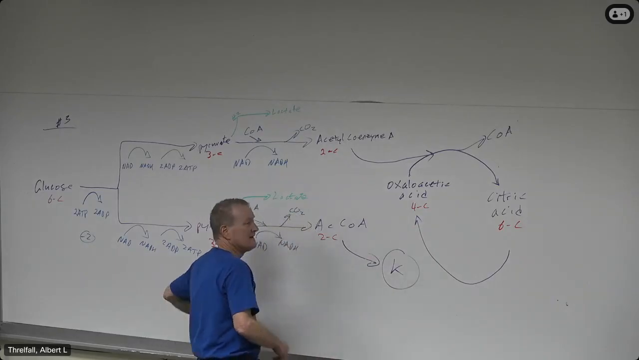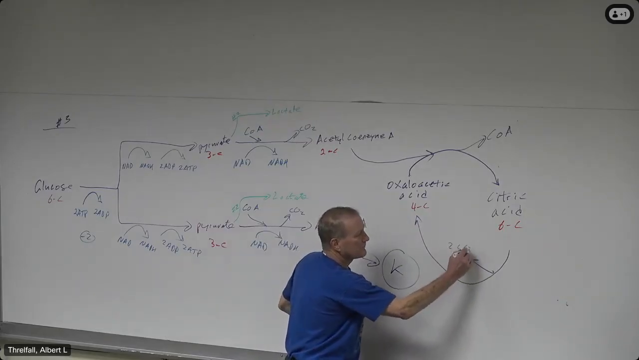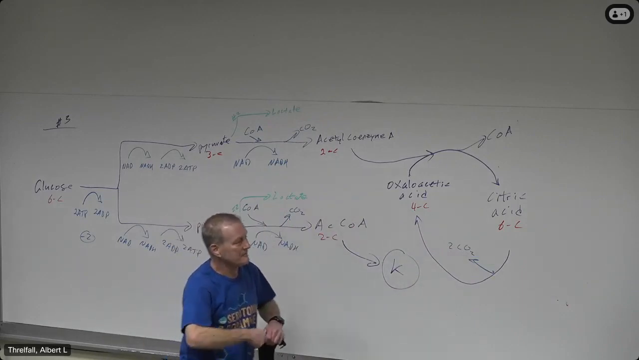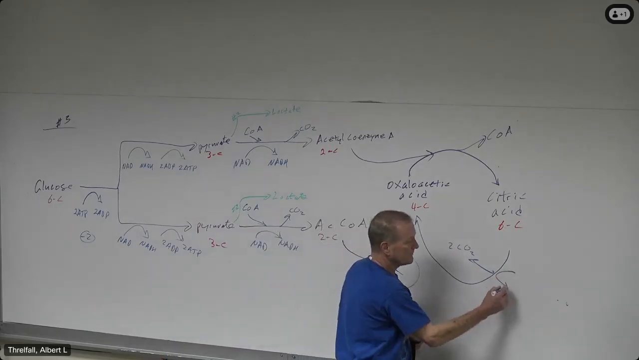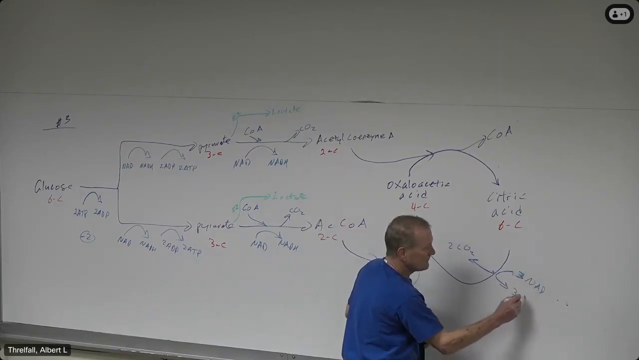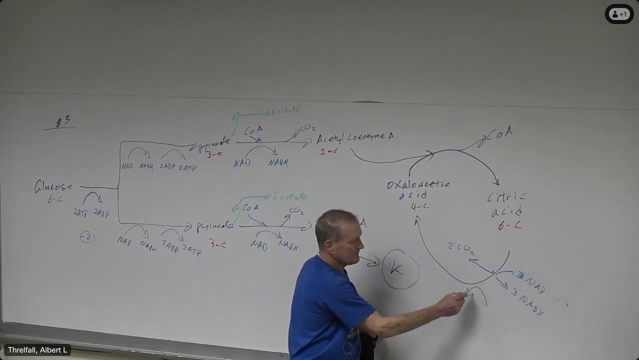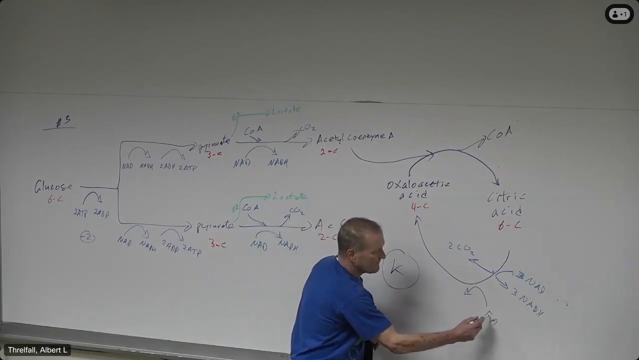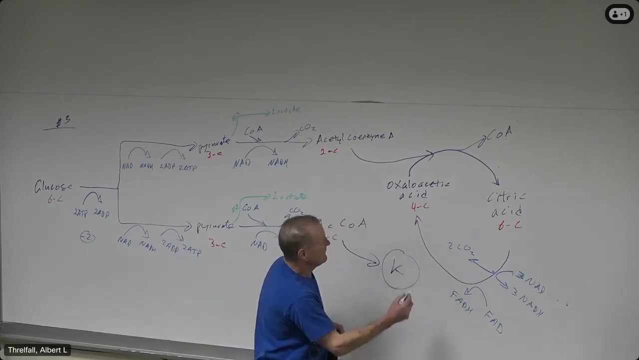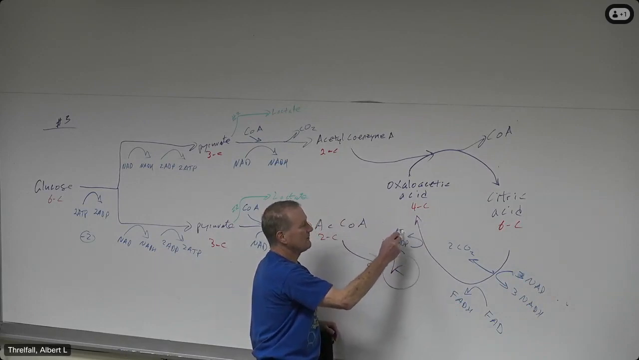What we do see is that as we go from 6 to 4, we give off 2 molecules of CO2. We reduce 3 molecules of NAD, generating 3 molecules of NADH. We reduce a molecule of FAD, generating FADH. And we directly phosphorylate 1 ADP, generating a direct ATP.